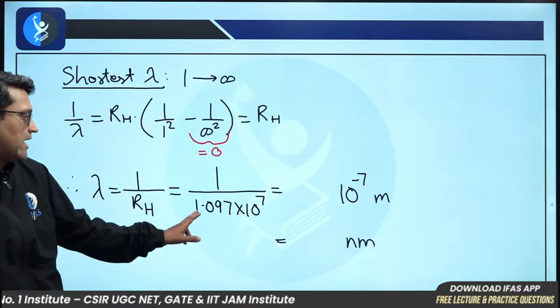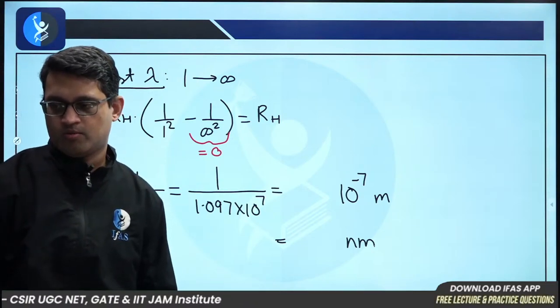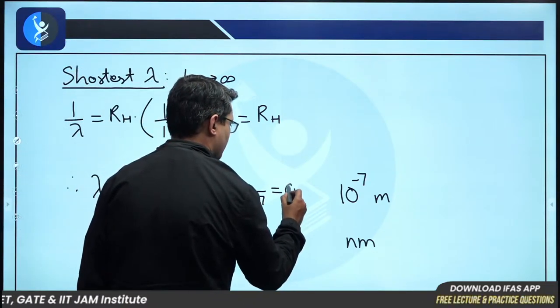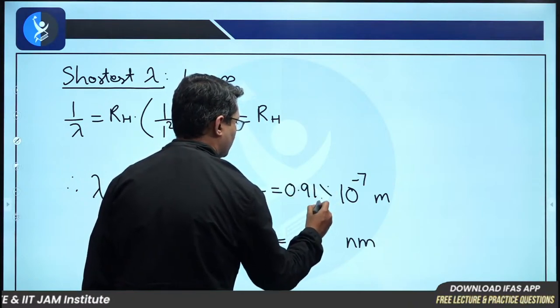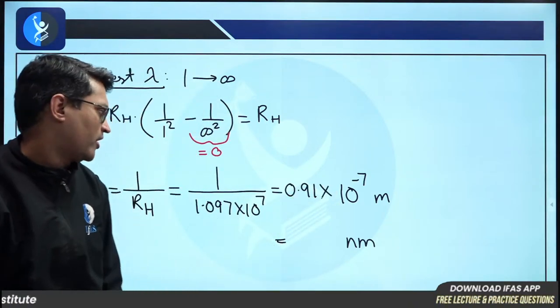So go ahead, calculate this. 1 upon 1.097. What's the answer going to be? Very good, Leela. 0.9. To be more precise, this will be close to 0.91.